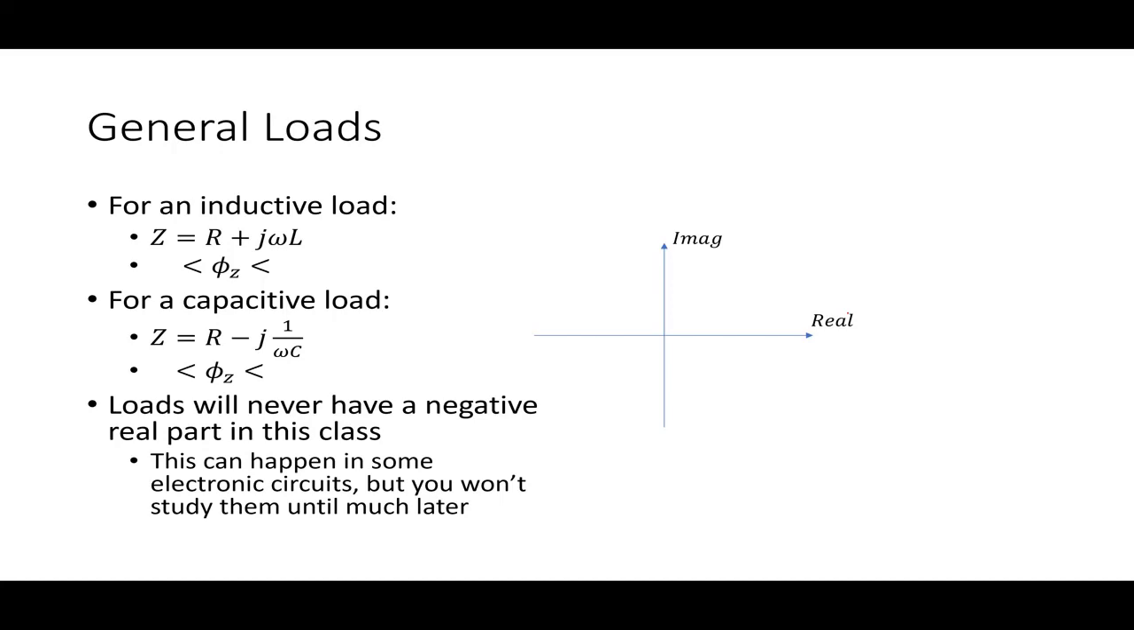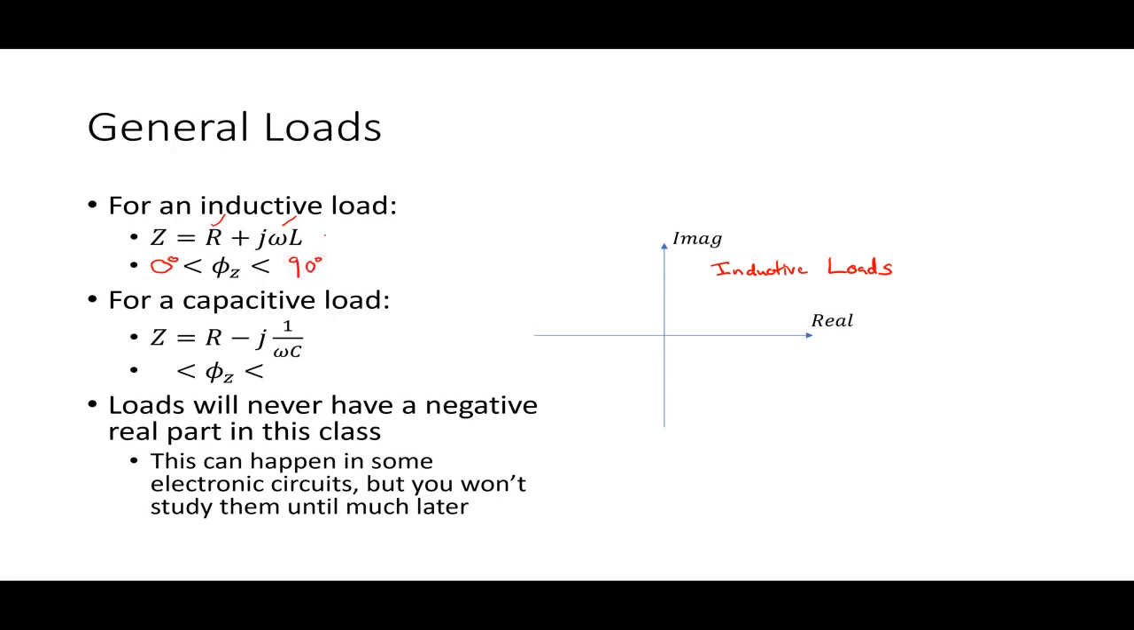Okay, so let's look at if I have an inductive load. If I have an inductive load, what I mean is that my Z equals R plus j omega L. Now, in that particular case, I have a positive real part and a positive imaginary part. So inductive loads are going to be here in the first quadrant of the complex plane. That's where their impedance lies. If they're in the first quadrant, that means my angle is always between 0 degrees and 90 degrees.